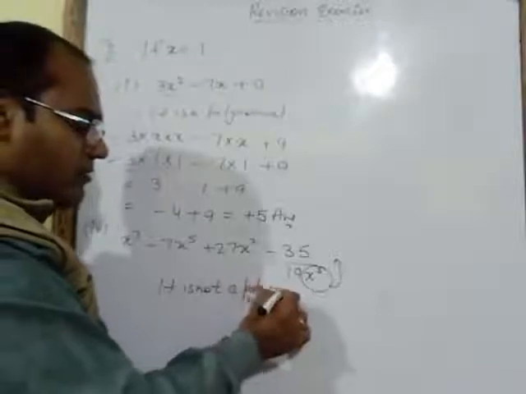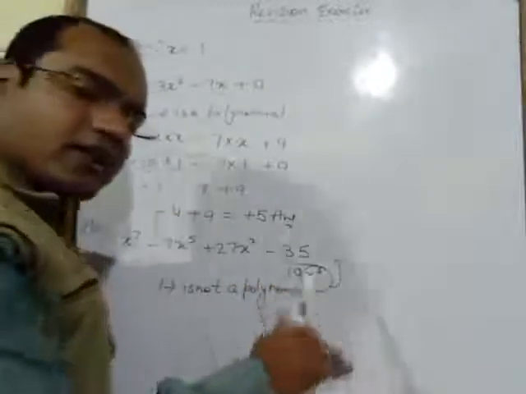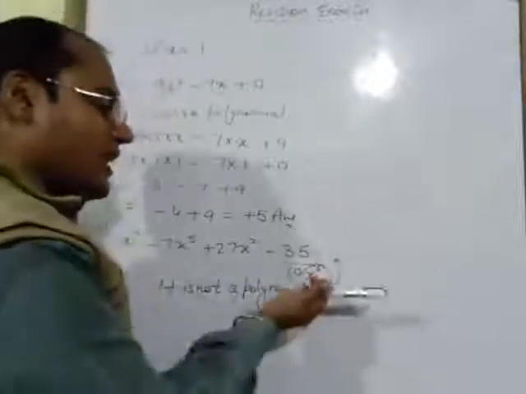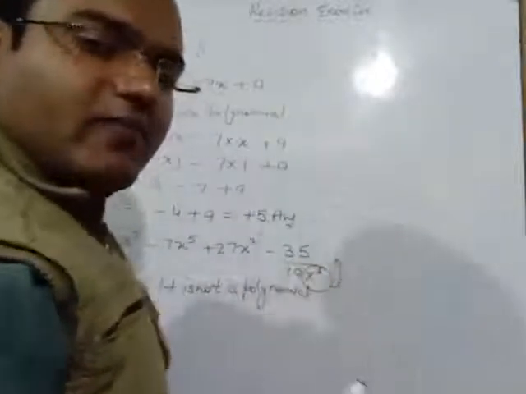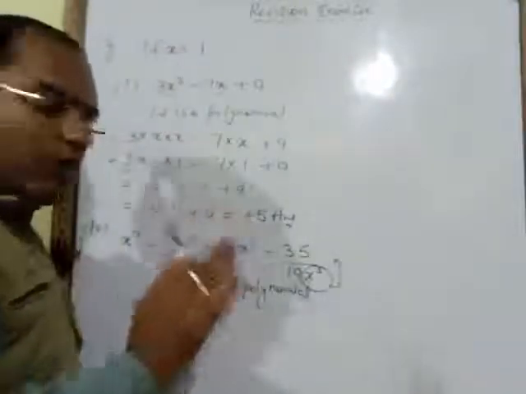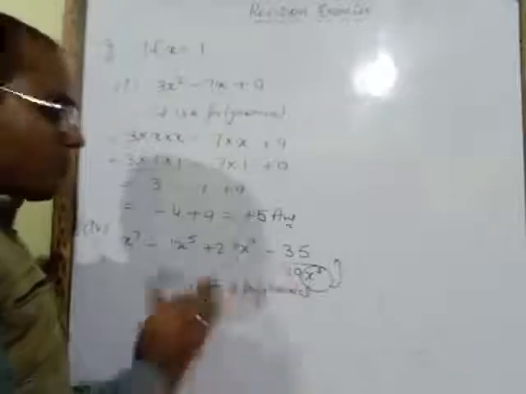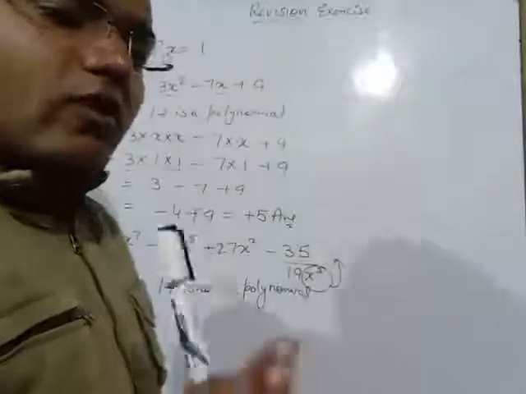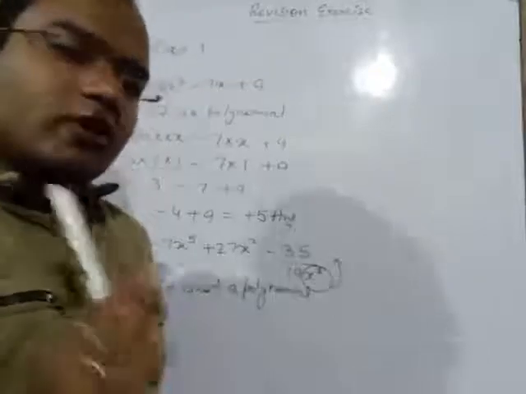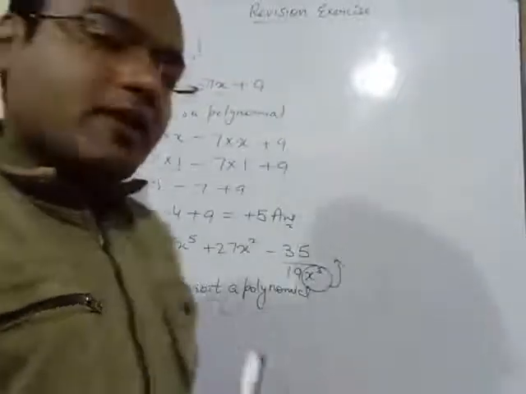Why is it not a polynomial? Because the alphabet is coming in the denominator, and when we write it in the numerator, its power will be negative, and negative power means it is not a polynomial. Since it is not a polynomial, we will not solve it. We will not put the value of x, because in the question he said you have to solve only when the equation is a polynomial. So like this you have to do question number 3, remaining parts also.